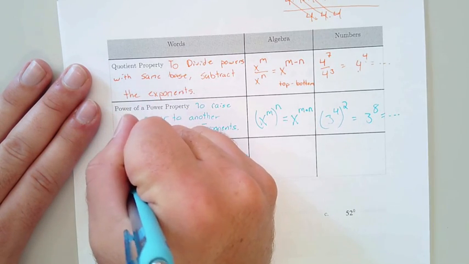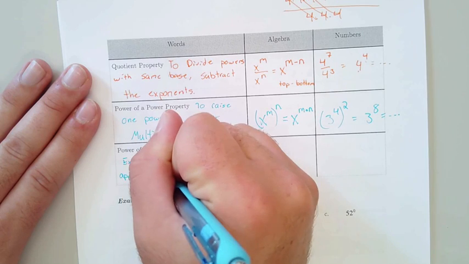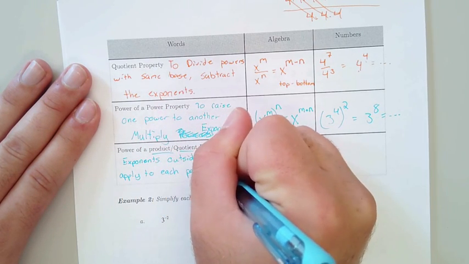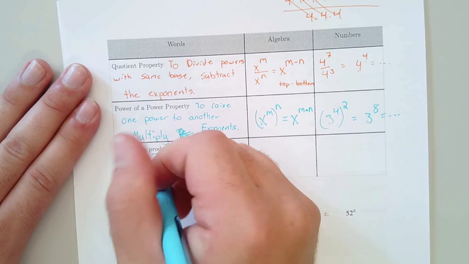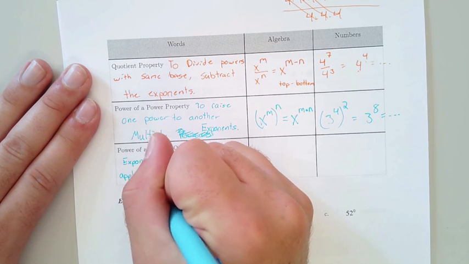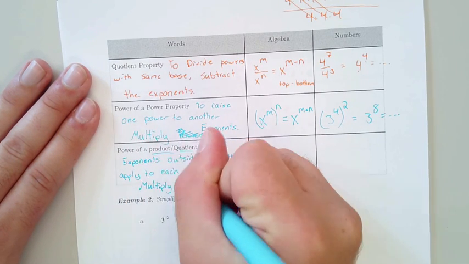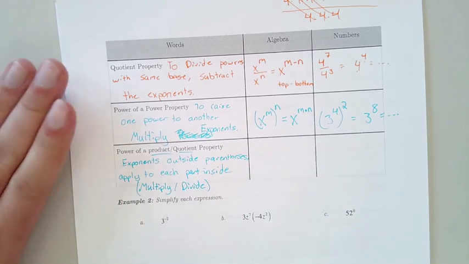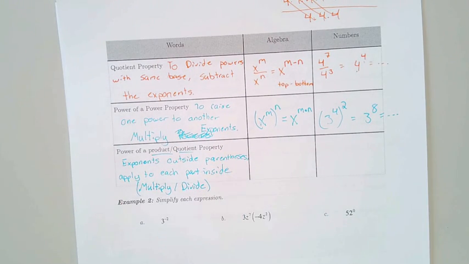Those apply to each part inside. Okay, and it is important again to remember that this is only if we're multiplying or dividing inside those parentheses. If it's not, then we have to talk about expanding it and doing some foiling and that sort of stuff. We won't deal with that yet, but just know that we can't quite do that here.